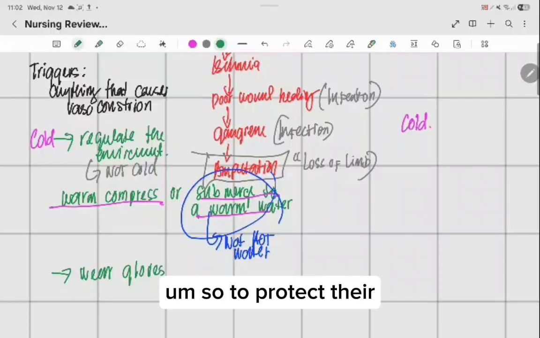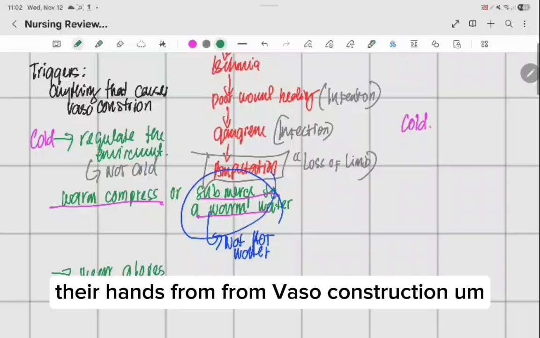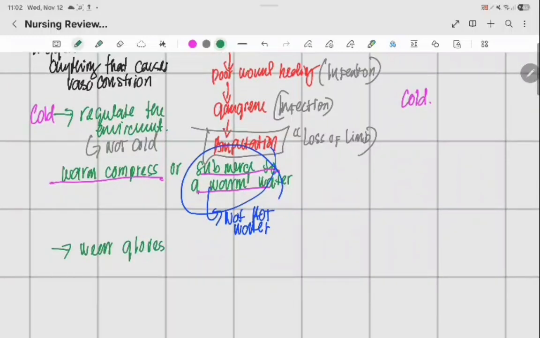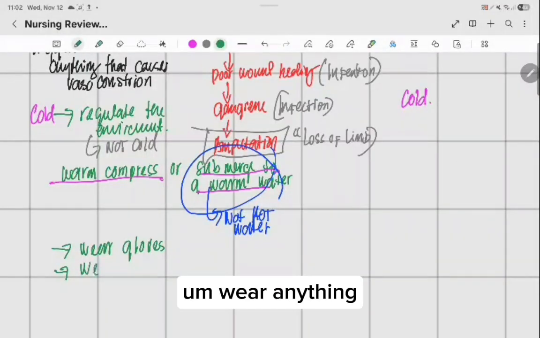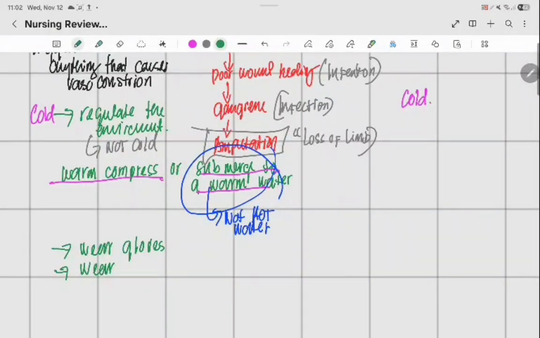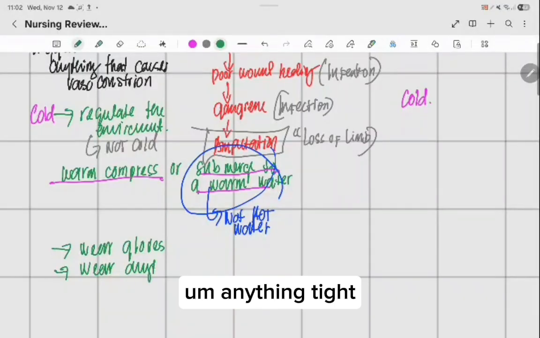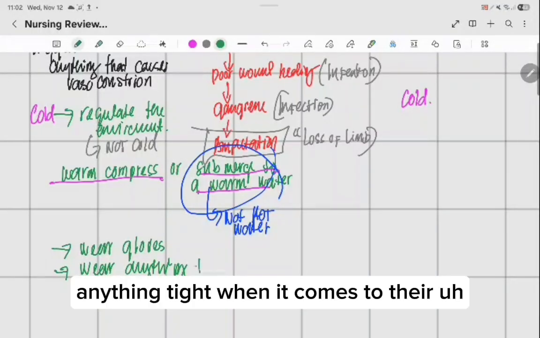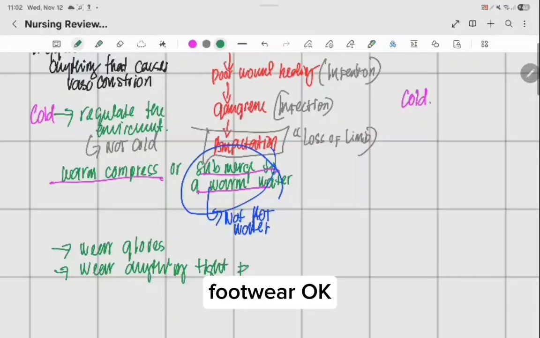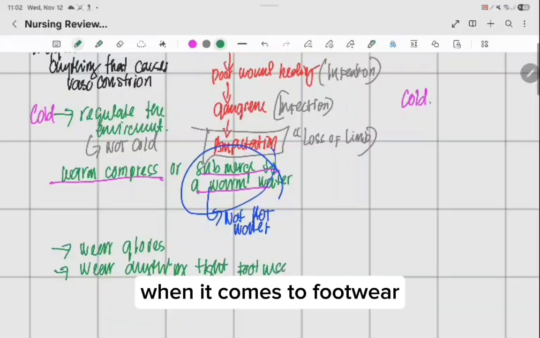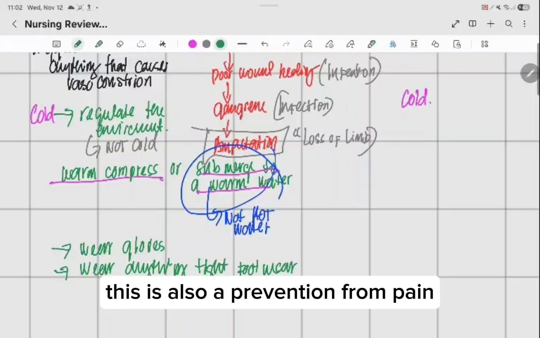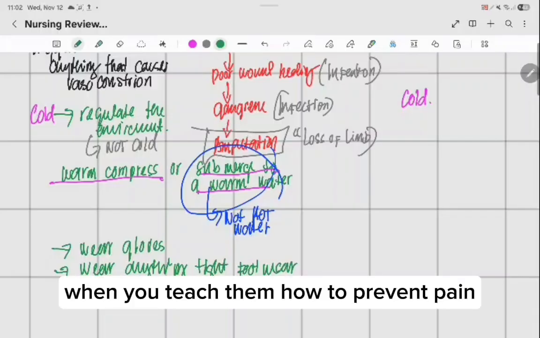So to protect their hands from vasoconstriction, never wear anything tight when it comes to their footwear. Okay, when it comes to footwear, this is also a prevention from pain when you teach them how to prevent pain.